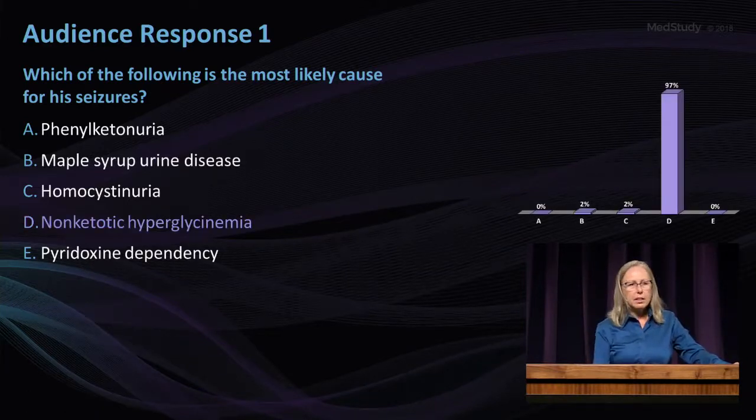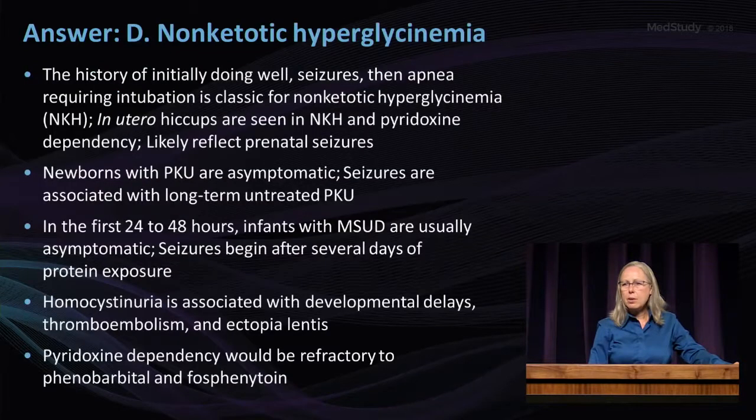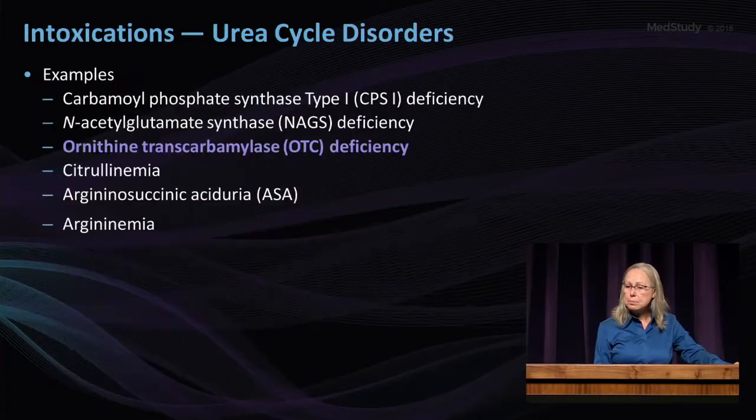And this is non-ketotic hyperglycinemia. You started within 12 hours, you're seizing, you've not really had any time to eat a lot. PKU is asymptomatic. Seizures occur long-term. MSUD, usually asymptomatic in the first couple of days. Homocystinuria, you pick up later. Pyridoxine dependency would be refractory to the phenobarb and fosphenytoin.